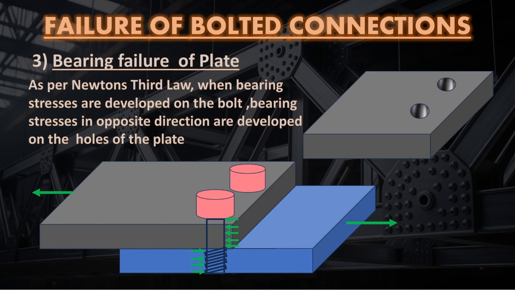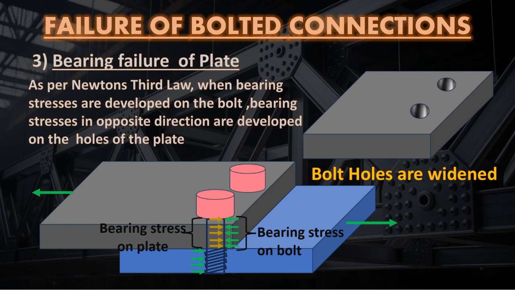3. Bearing failure of plate. As per Newton's third law, when bearing stresses are developed on the bolt, bearing stresses in the opposite direction are developed on the holes of the plate, which is in contact with the bolt. Bearing failure of plate occurs when the bolt holes of the plate are widened. As a result, bolt holes are widened, which indicates bearing failure of plate.